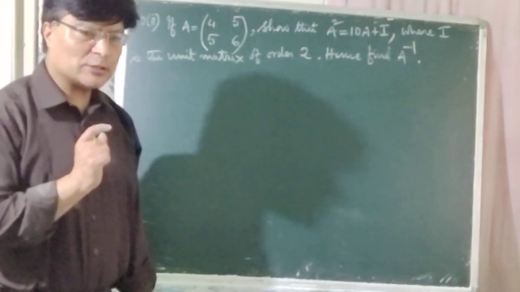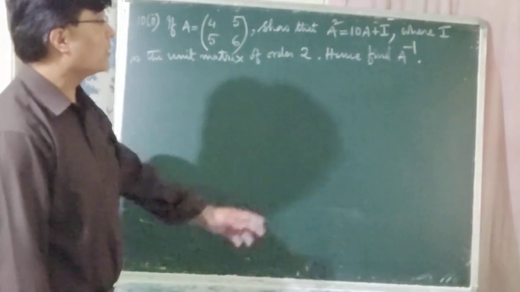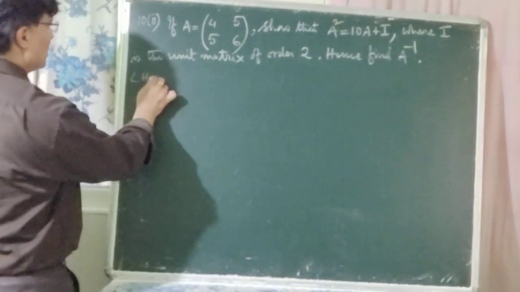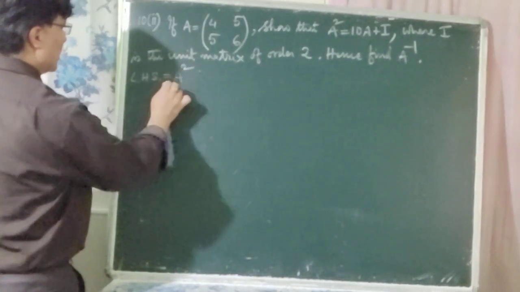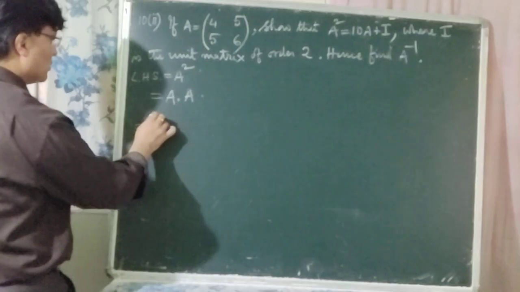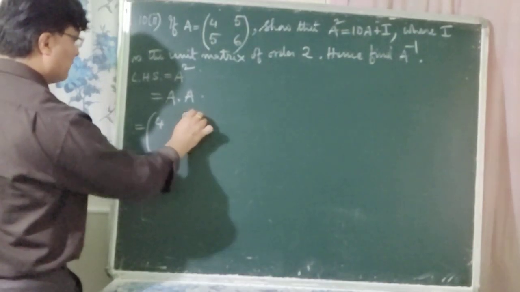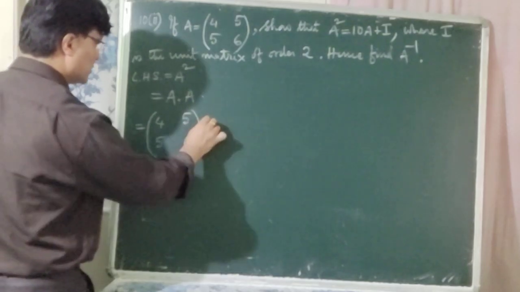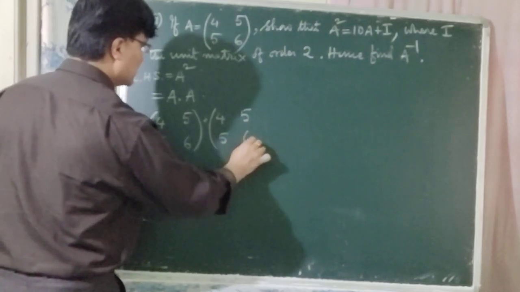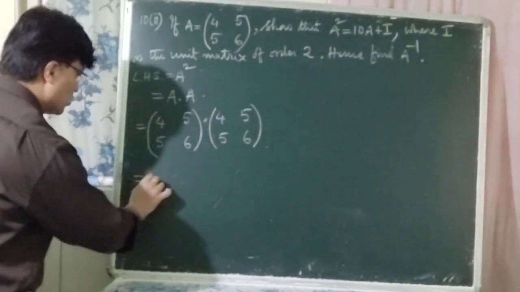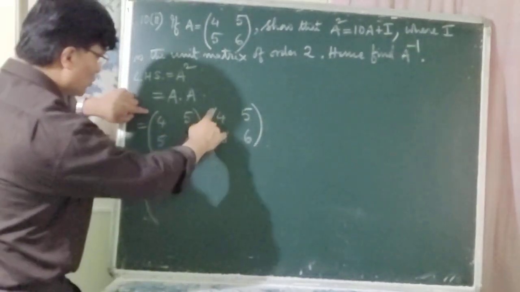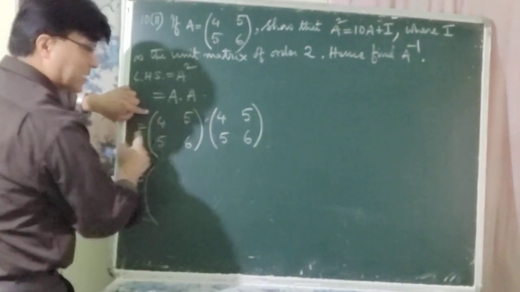Now, let us prove the first part first. You prove LHS is equal to RHS. Now, what is LHS there? Here LHS is equal to A square. You can write it as A dot A, isn't it? Which is equal to, what is A here? It is 4, 5, 5, 6 dot, what is A here again? It is 4, 5, 5, 6. Is that clear? So which is equal to, now first row by first column. You have to multiply first row by first column. Corresponding elements can be multiplied.